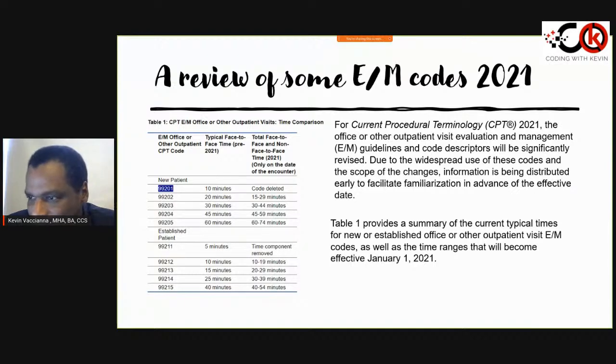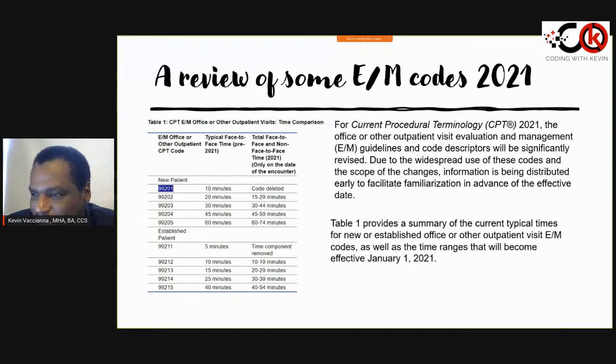So table 1 here is showing a summary of the current typical times for new and established office or other outpatient visit E&M codes, as well as the time ranges that will become effective January 1st, 2021. Okay? Currently, we are utilizing 99201. In 2021, 99201 will be deleted. We will no longer use that code.